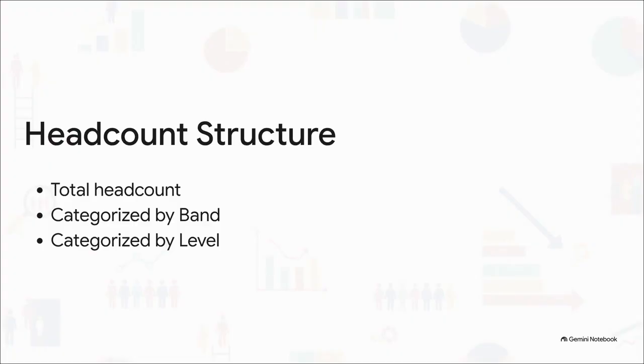This structural deconstruction is literally your prerequisite. You take the total headcount of your organization and you chop it up. First, it gets categorized by band, which is usually your functional areas or comp grades. And then it's categorized by level, so junior all the way up to senior. You have to precisely organize your people into these specific buckets before the math can actually tell you anything useful.